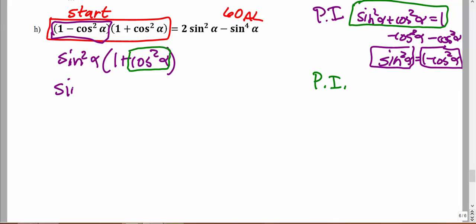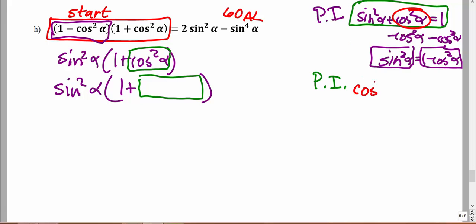So when I rewrite this, we're going to keep sine squared alpha, and I'm going to keep the 1 plus. I want to just replace the cosine squared alpha with its equivalent. So I'm going to take the original identity and rewrite it in terms of cosine. Let's get this by itself. That's cosine squared alpha. Subtract sine squared from both sides, and we end up with 1 minus sine squared alpha. So I'm going to replace cosine squared alpha with its equivalent in terms of sine, 1 minus sine squared alpha.